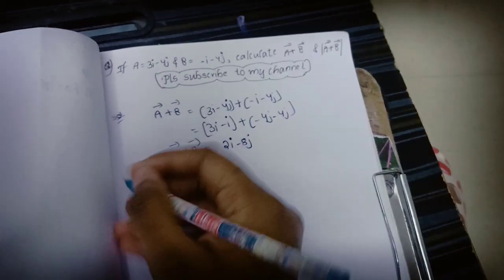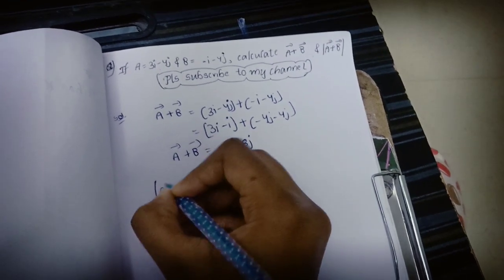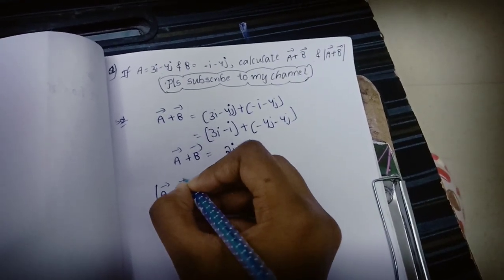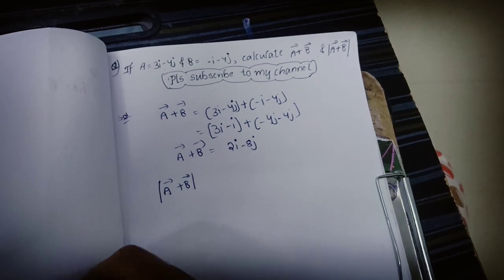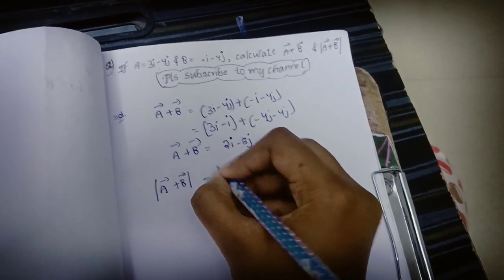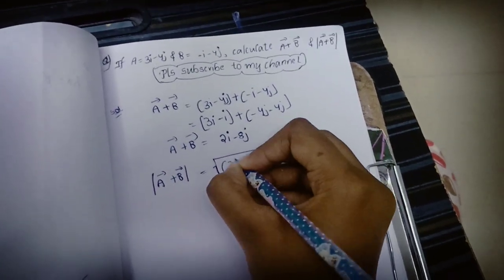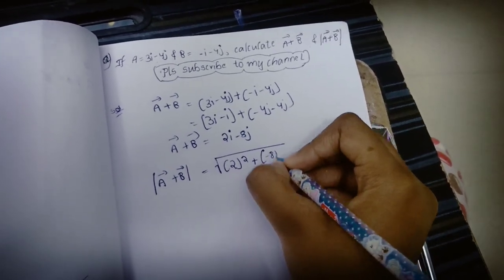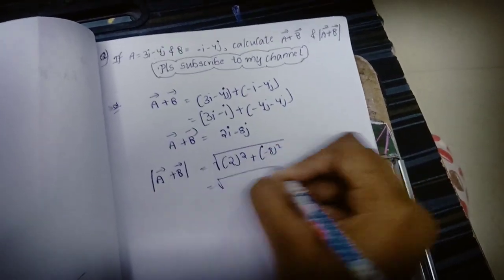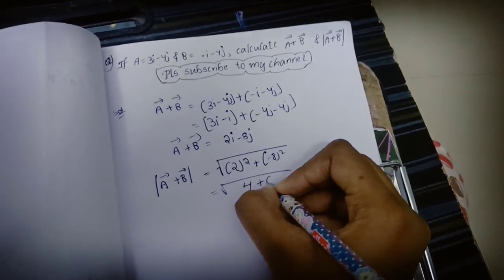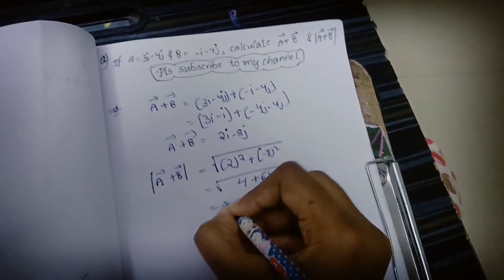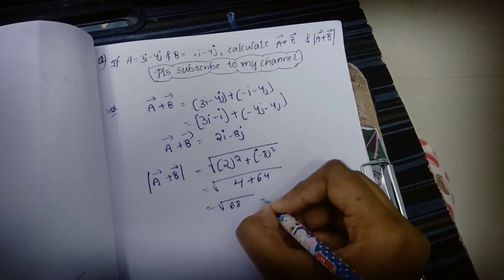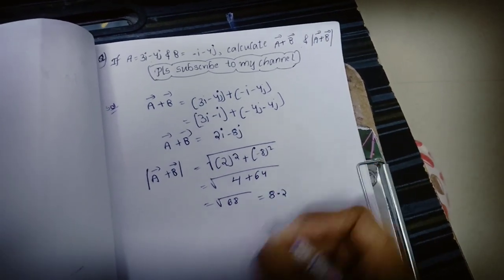Now we will find the mod of A bar plus B bar, that is under root of 2 square plus minus 8 whole square. This equals under root of 4 plus 64, which is under root 68. The value is 8.2.